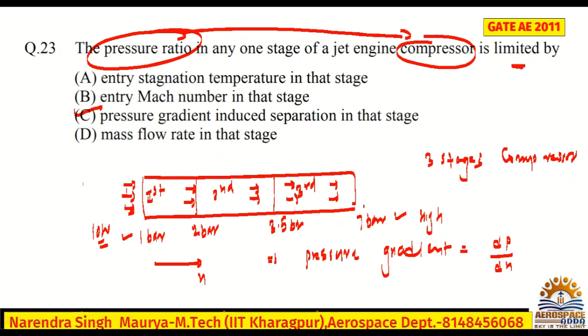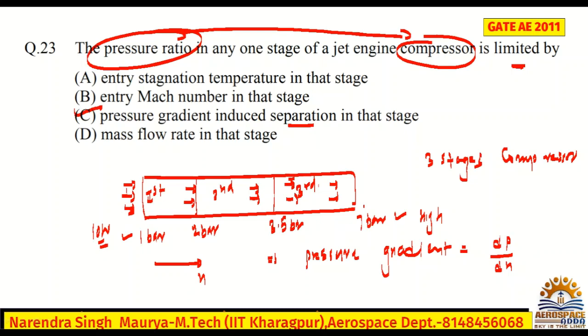Once it was started, because it is a moving condition, and the fan or compressor is sucking air, the flow has entered here. Otherwise, flow will always go from high to low. But here it is reverse, no? Because the pressure is 1 bar, and here it becomes 7 bar. So actually the flow should naturally go from high to low. So that's the reason for pressure gradient induced separation in that stage.